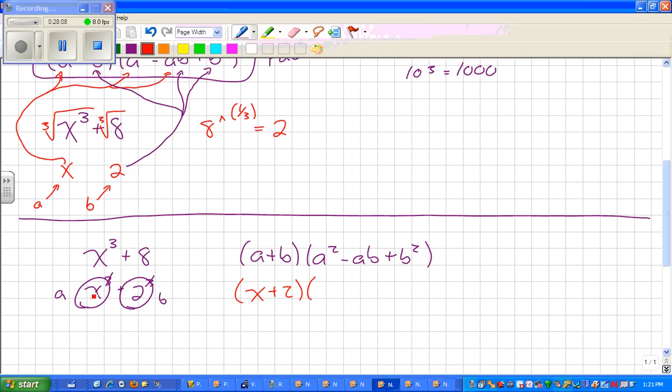A squared, well, if a is x, this becomes x squared. There's a minus sign, so make sure you put the minus sign. A and b, so you take these two things and you multiply them. 2 times x is 2x plus, and then b squared, take your b value, which is 2, and square it, and you get 4.